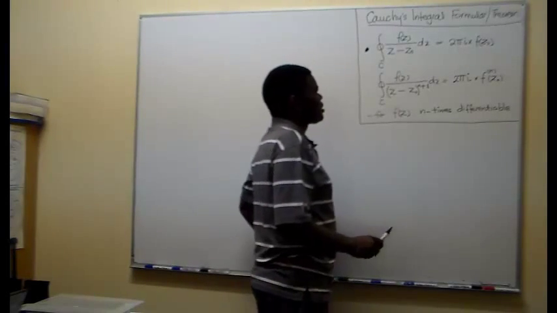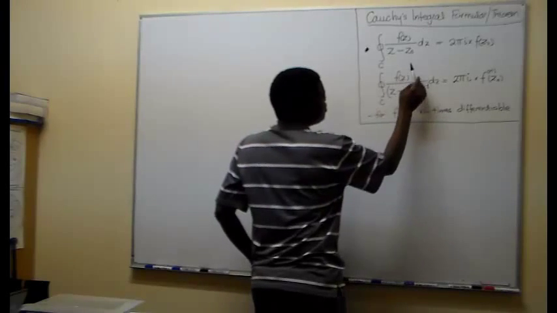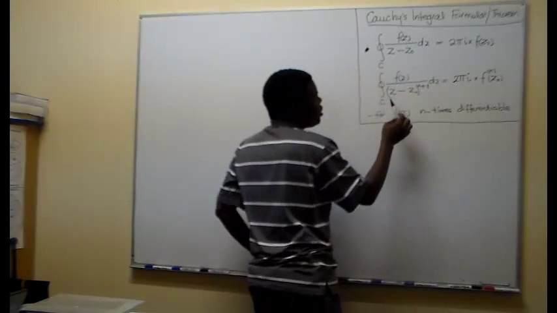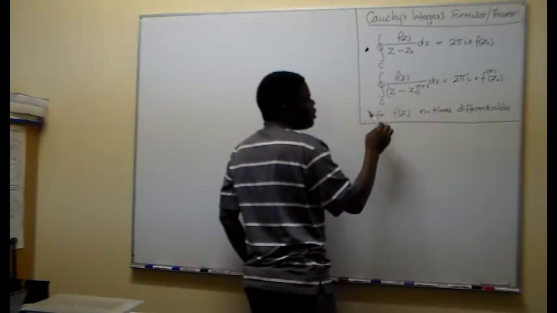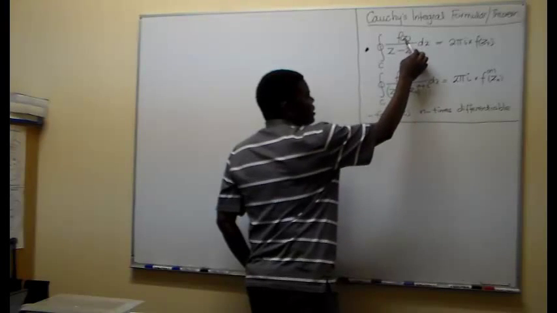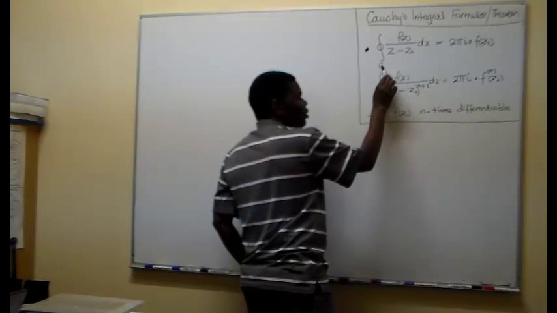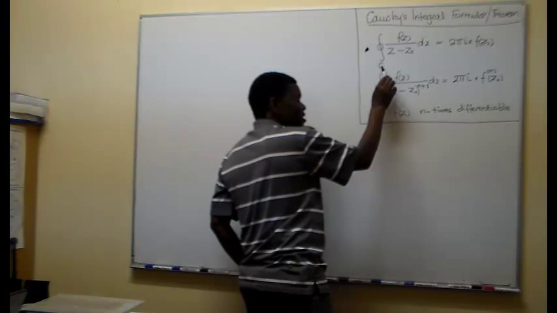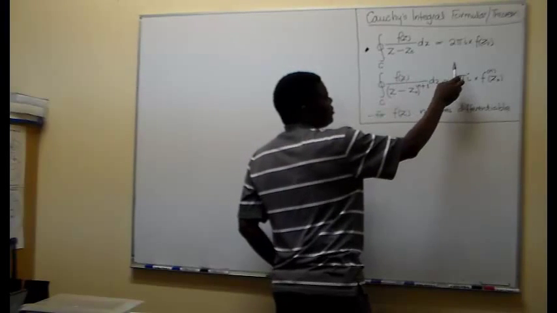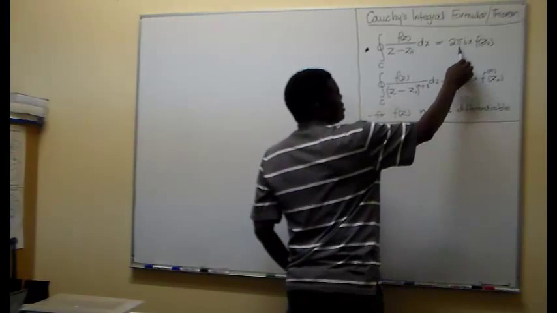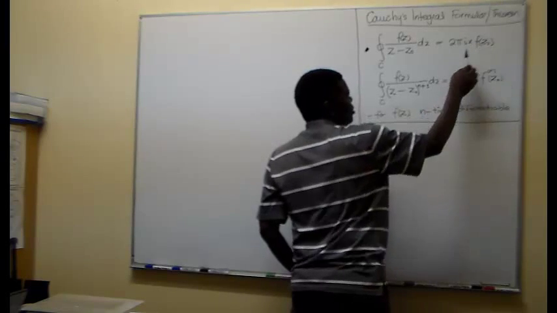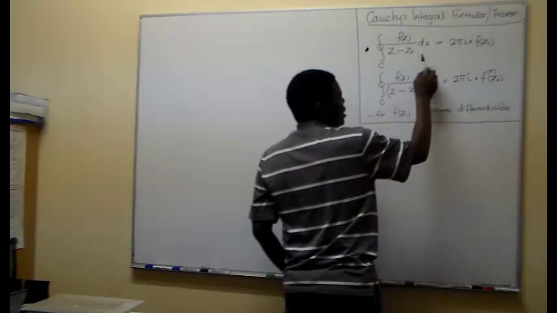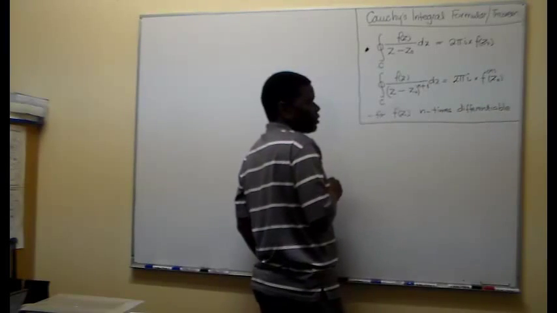The statement of the theorem says that if you've got this kind of a situation, which is a rational expression here, with an isolated pole like that, whereby the numerator f(z) is analytic in and on the closed simple curve C, the integral is evaluated as 2πi multiplied by f at z0. Note that z0 here is this pole there.